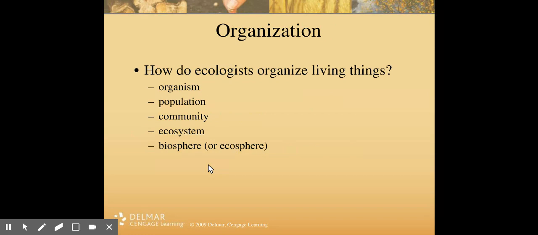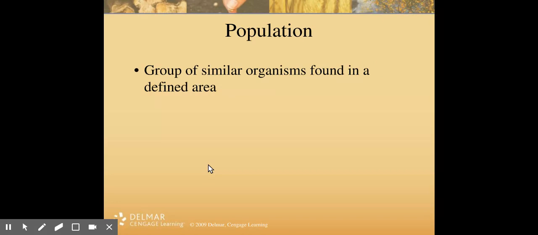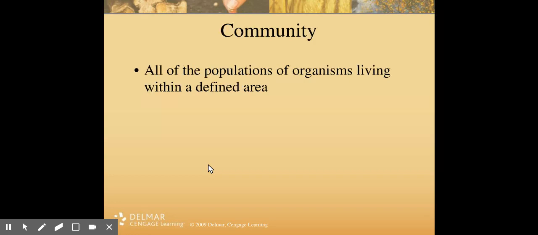All right, organization. This section is pretty much a review from biology, so I'm going to skim through it really fast. How do ecologists organize living things? So, an organism, the individual plant, animal, fungus, bacteria, whatever. Population, a group of similar organisms. So, maybe all the squirrels in Kingsley. A community, all the populations living in an area. So, all the people and all the squirrels and all the grass and all the robins and all the cats living in Kingsley.